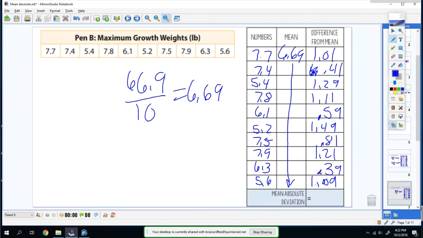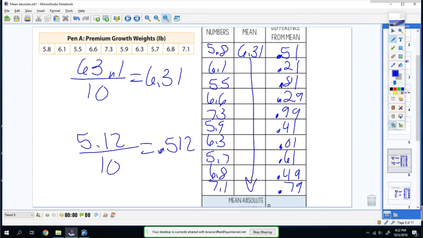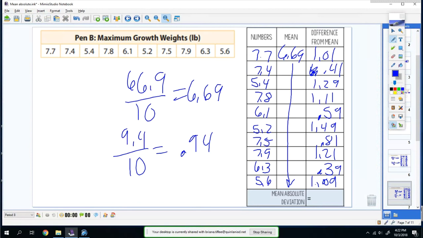1.01 plus 0.41 plus 1.29 plus 1.11 plus 0.59 plus 1.49 plus 0.81 plus 1.21 plus 0.39 plus 1.09. When you do that, you get 9.4. But then you have to divide by 10, and you get 0.94. So pen A was 0.512, and pen B was 0.94. So pen A will have the less variability.